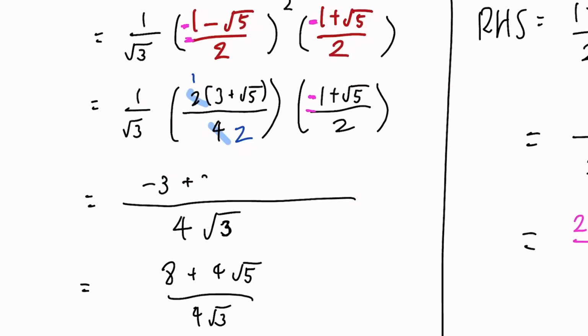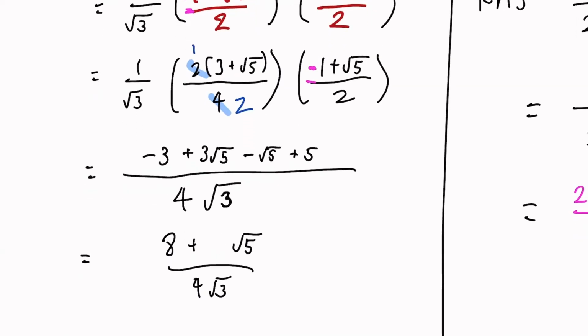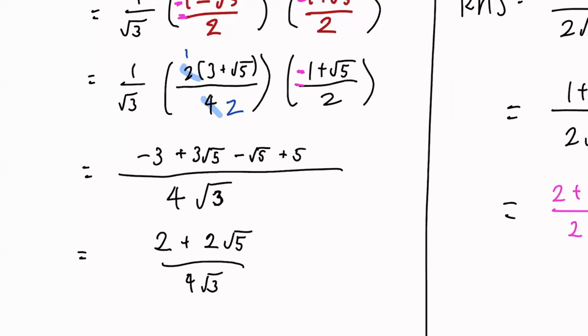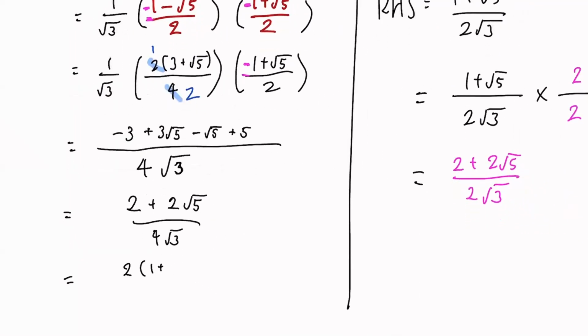3 times root 5, positive 3 root 5. Root 5 times -1, negative root 5. Root 5 times root 5, you get a plus 5. Here, 3 root 5 minus root 5 becomes what? Becomes 2 root 5. So we write it down: -3 plus 5, positive 2. Okay, then we are done. Straight away, I think you can see that there is a common factor of 2. So you can factor out, cancel them off, then you get your right hand side.